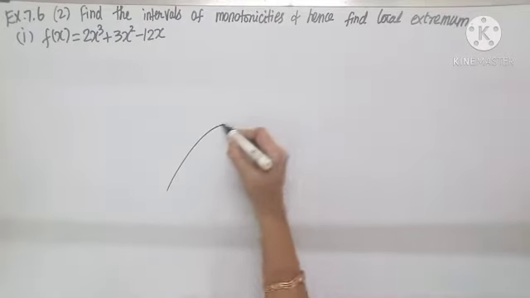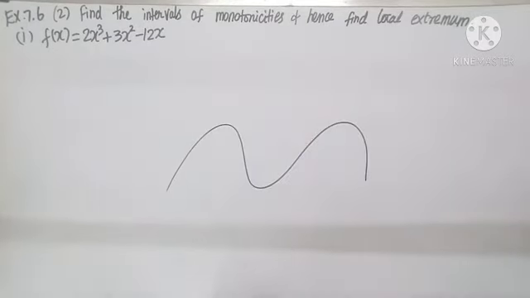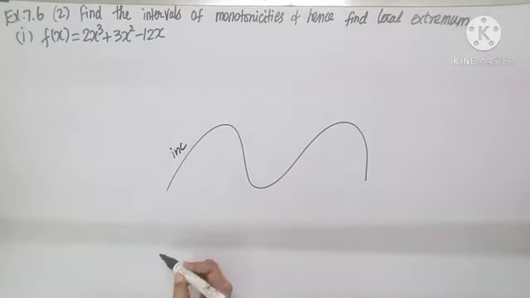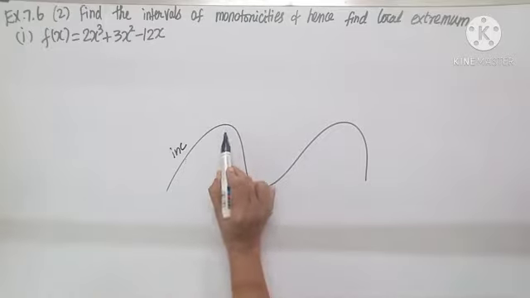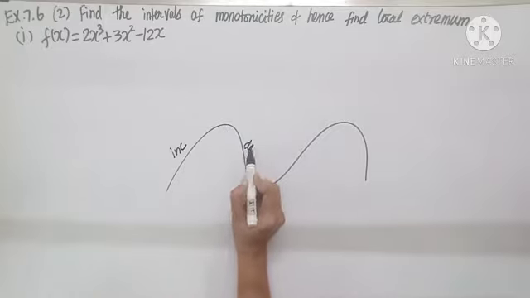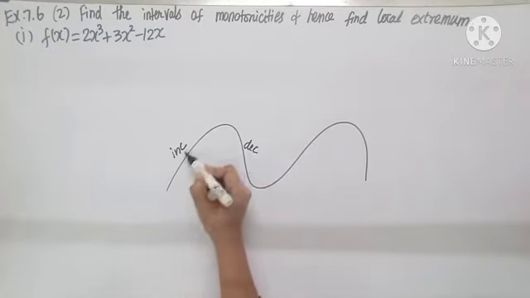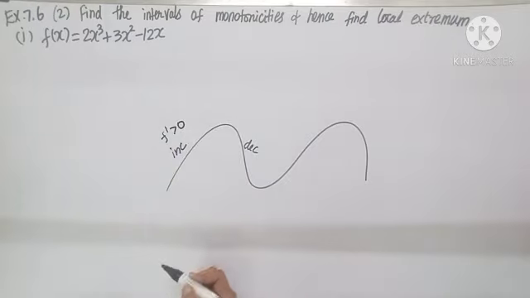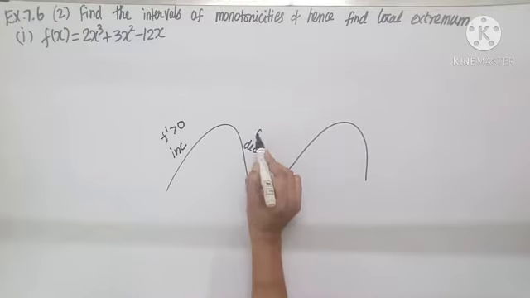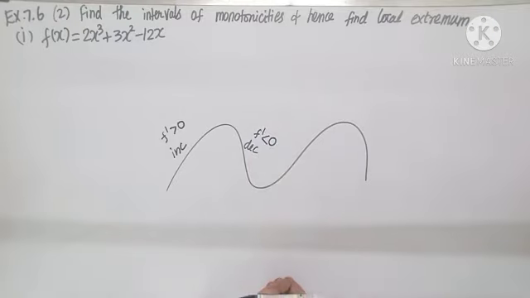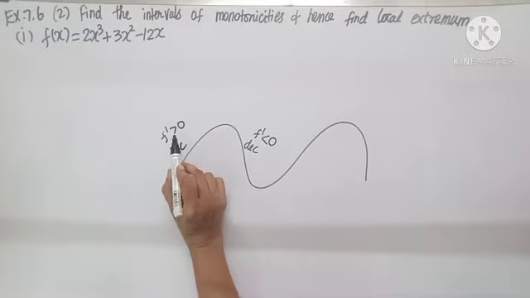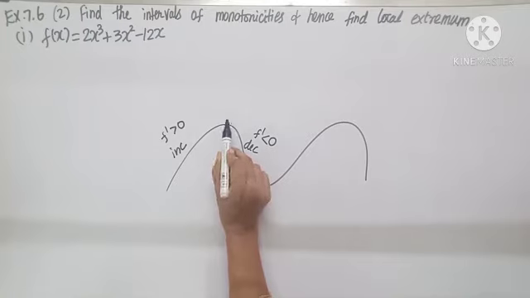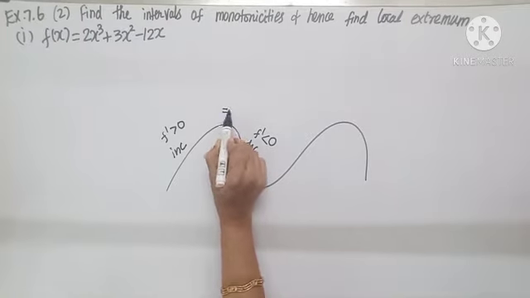Suppose we have a curve like this. This is increasing. After reaching some point over here, it starts decreasing. But see, when it goes from increasing to decreasing, increasing tells me f dash greater than 0, decreasing tells me f dash less than 0. Can greater than 0 suddenly become less than 0? No. At a particular point, it will be equal to 0.